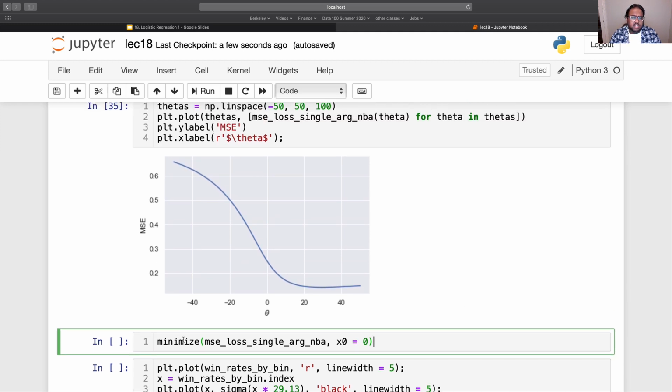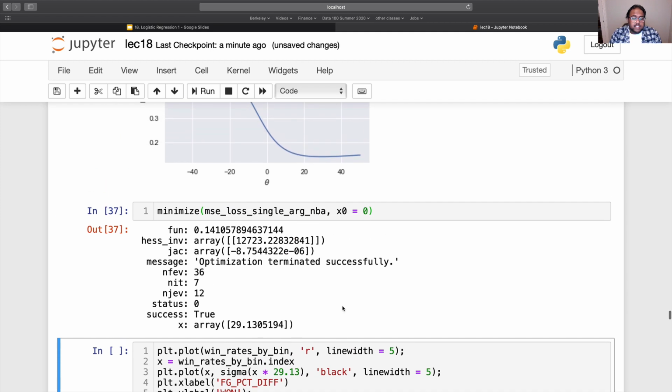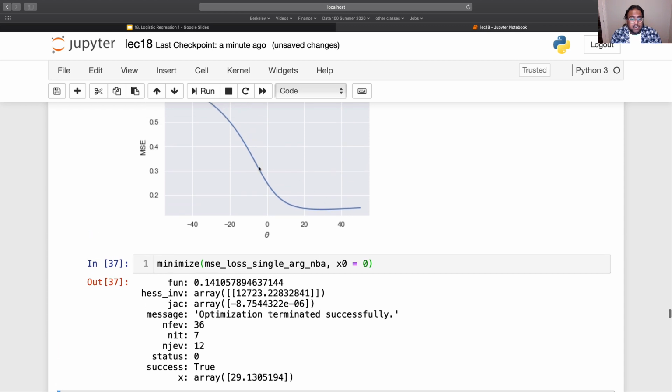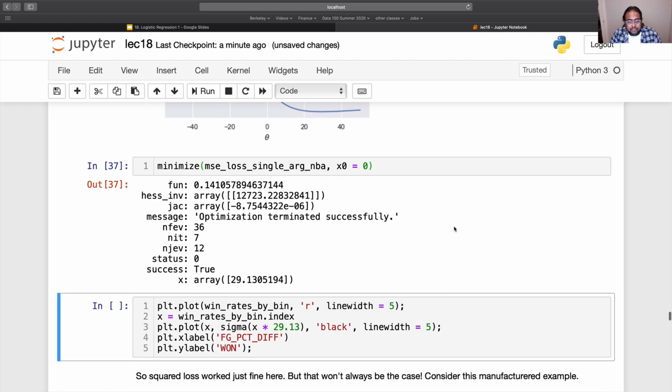scipy.optimize.minimize takes in a single argument function and tries to determine the arguments to that function that minimize its output. Along with the function itself, you need to specify an initial guess of what you think these arguments should be. And a pretty common initial guess is 0 or some randomly determined number, but we'll stick with 0 here. And this output tells us that this empirical risk is minimized when theta is equal to 29, so somewhere around here, which kind of makes sense.